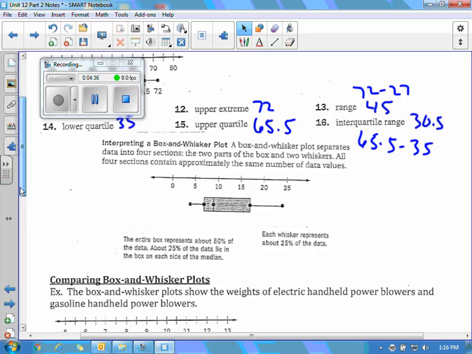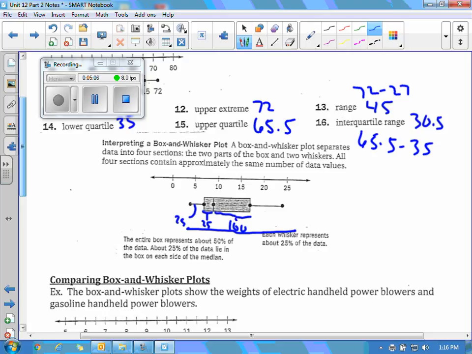Here's some information for you on interpreting a Box-and-Whisker plot. It says a Box-and-Whisker plot separates data into 4 sections. There are 2 parts of the box and 2 whiskers. All 4 sections contain approximately the same number of data values. So what that means is, if this whole thing from one end to the other is 100, each little section is going to be 25%. This section right here is 25%. This part of the box is 25. This part of the box is 25. And then this is 25. All 25%. So even though some are way longer than others, like from our median to our upper quartile is a lot longer than everything else, it still just represents 25%.